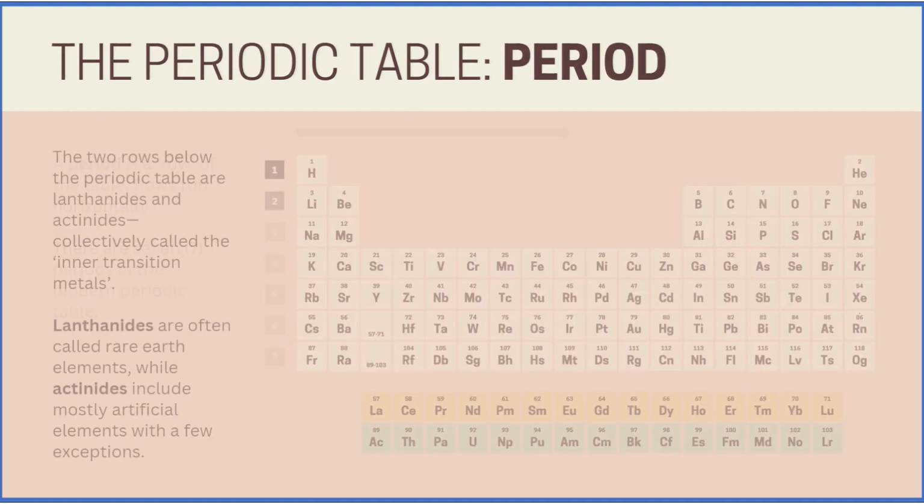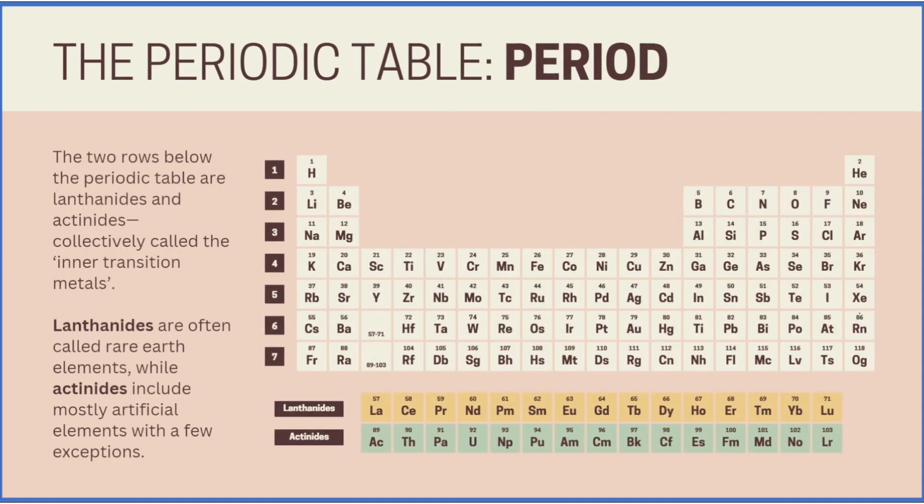Okay, now next. The two rows below the periodic table are lanthanides and actinides, the below one which has the yellow and a little bit of green color, collectively called the inner transition metals. They are also known as inner transition metals, which are lanthanides and actinides. Now lanthanides are often called rare earth elements, while actinides include mostly artificial elements with a few exceptions. These are the artificial ones.